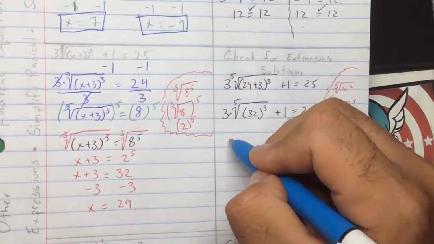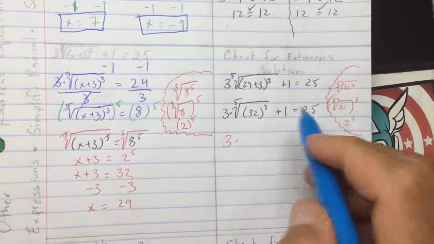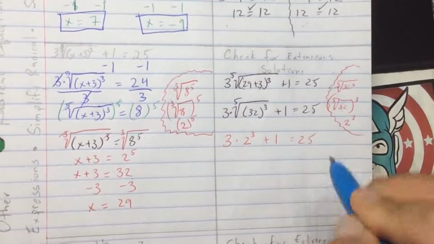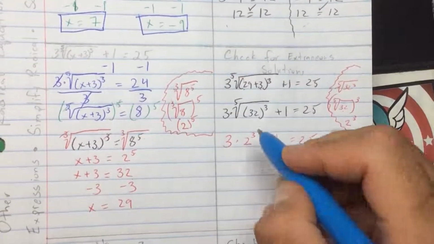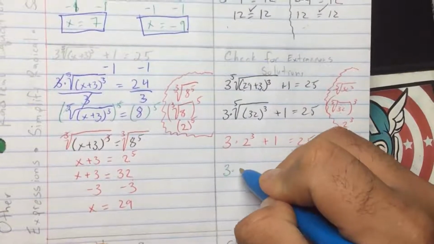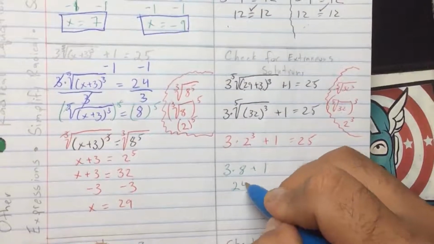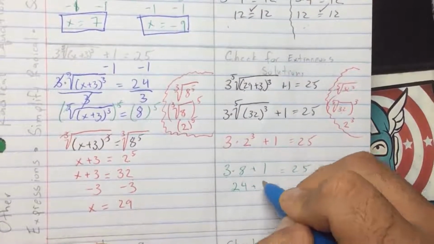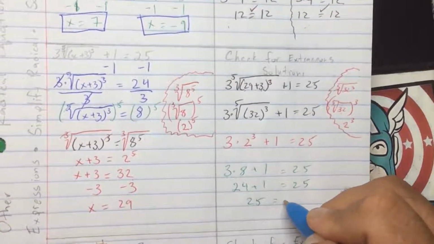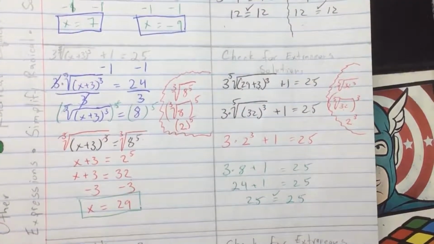So we're going to rewrite this whole thing here as 3 times 2 cubed plus 1 equals 25. And then we'll finish everything in green. We know 2 cubed is 2 times 2 times 2, which is 8. So this would be 3 times 8 plus 1. 3 times 8 is 24, plus 1, and 24 plus 1 does indeed equal 25, and 25 does indeed equal 25. So that means x equals 29 is our solution.